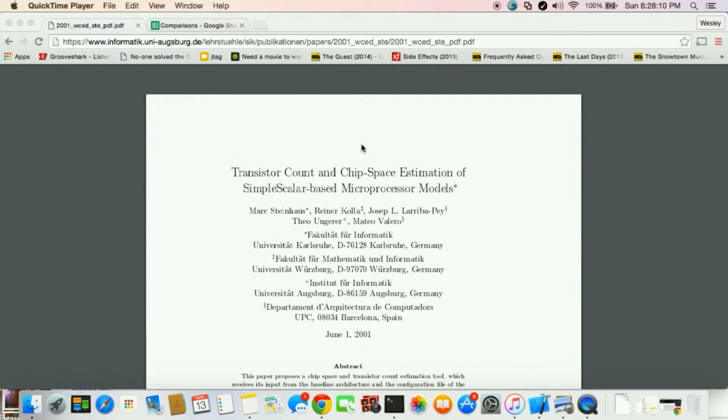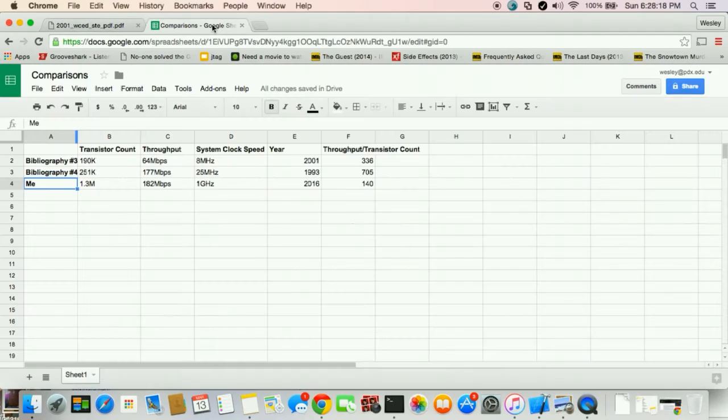I found a neat reference online for estimating transistor count for scalar microprocessors, bibliography source number 5. And I compared my calculation to the transistor count for a similar MIPS processor and calculated about 1.3 million. This is about 5 to 6 times the count of VLSI implementations in bibliography number 3 and 4. However, my throughput is a lot higher, but this is largely due to the fact that I can get away with a 1 gigahertz processor in the year 2016.